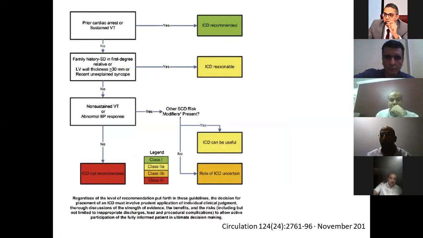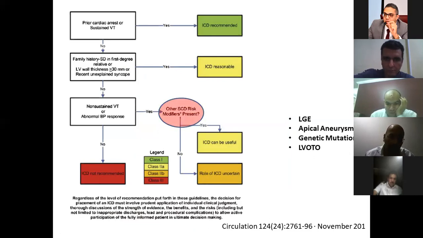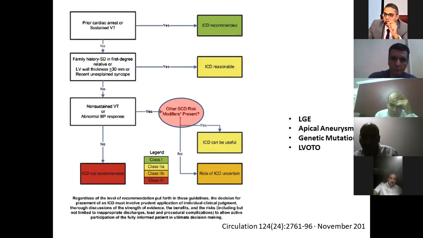You mentioned the European scheme or algorithm for ICD, and it didn't mention the role of cardiac MRI in this algorithm. But the American one puts the cardiac MRI as a risk modifier with the non-sustained VT, regarding the amount of late gadolinium enhancement. There is a consensus about how much late gadolinium enhancement is considered a risk modifier, and it is roughly between 10 and 15%. And I will mention how to assess quantitatively the amount of late gadolinium enhancement.